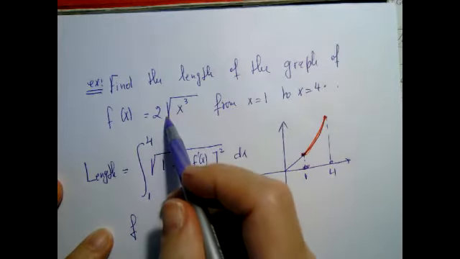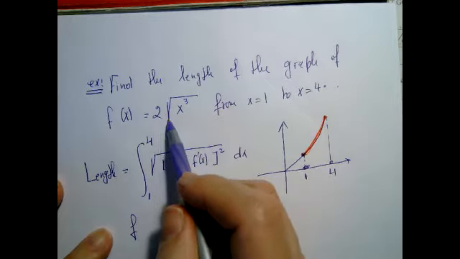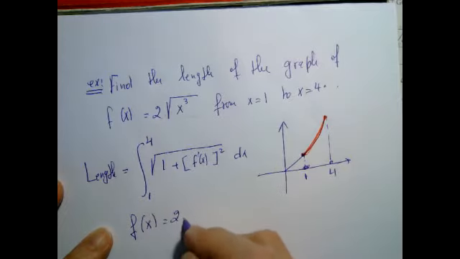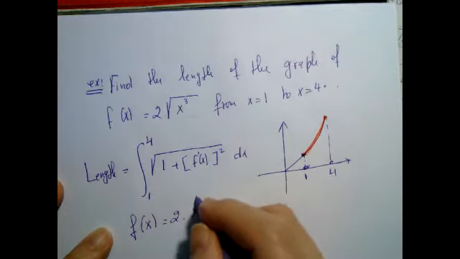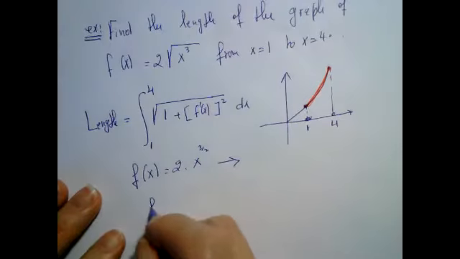So this is f. To find the derivative, as I said, the derivative doesn't like the square root, so I have to rewrite this as 2 times x to the power 3/2. So that's f of x. Now I need to find the derivative. What is f prime?